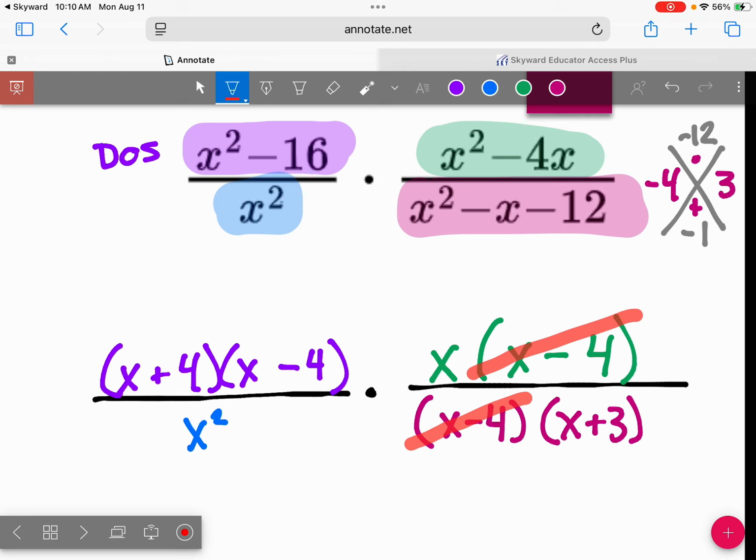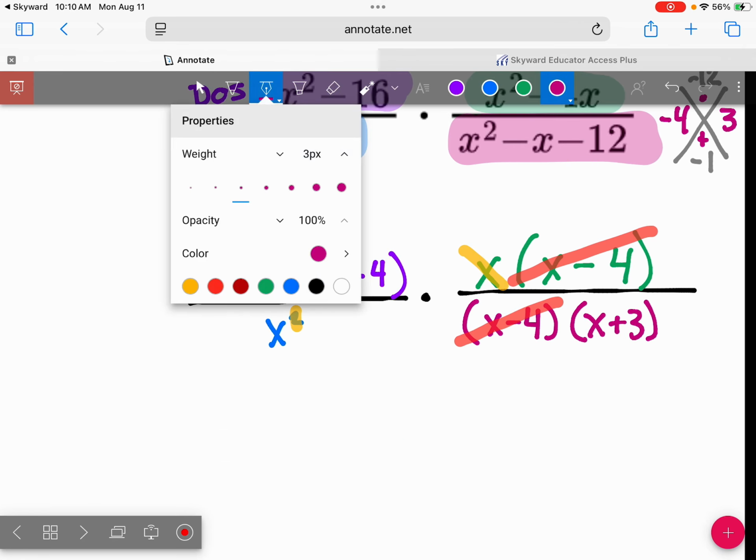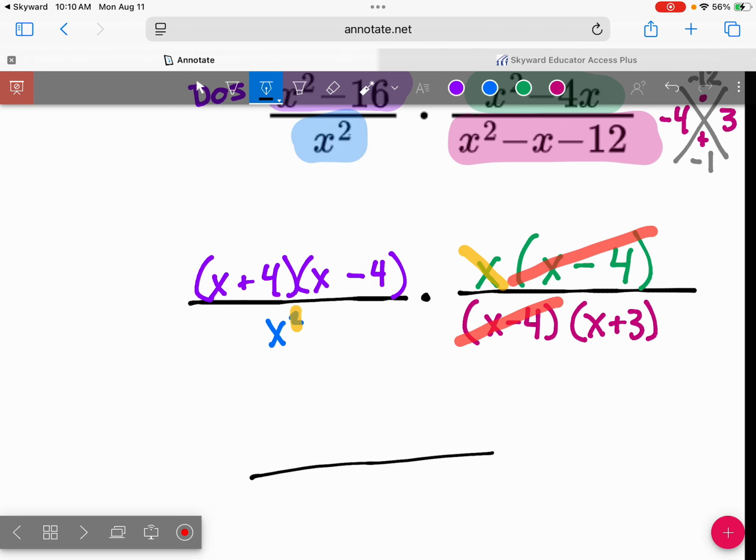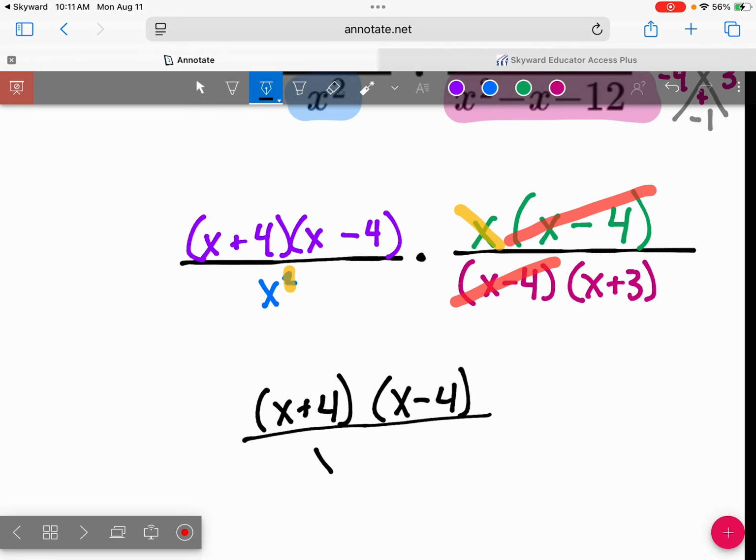What else do we have that's going to cancel out? An x. This x is going to cancel out with one of my x's right here. Do we have anything else that's going to cancel out? No. So then we're going to come through and we're going to do our multiplication. Things on the top times things on the top. Things on the bottom times things on the bottom. So the stuff we have left on the top is just these two guys over here. We're going to have our x plus 4 and our x minus 4. They're hanging out. And in our denominator, we have just one x and our x plus 3.